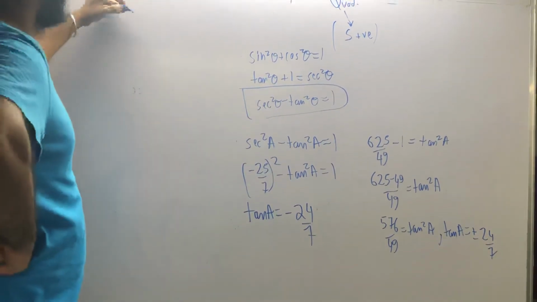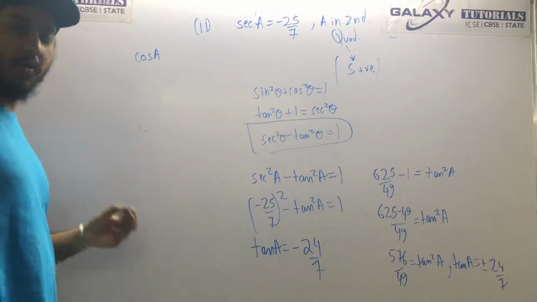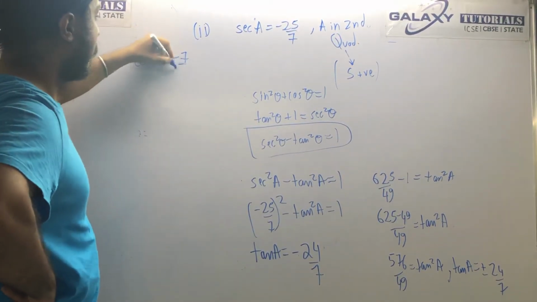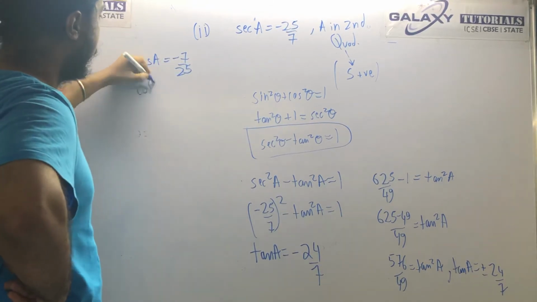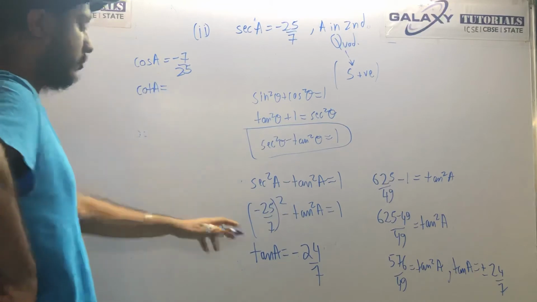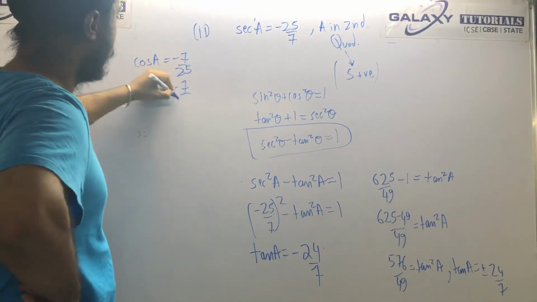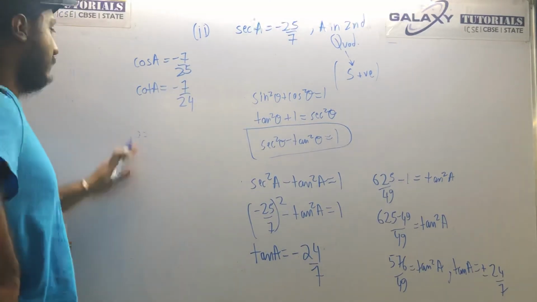What will be cos A? Cos A will be the inverse of sec A. That will be minus 7 upon 25. Next one, cot A. Cot A will be the inverse of tan A. So that will be minus 7 upon 24. Now next one.